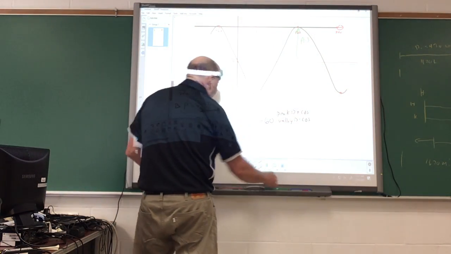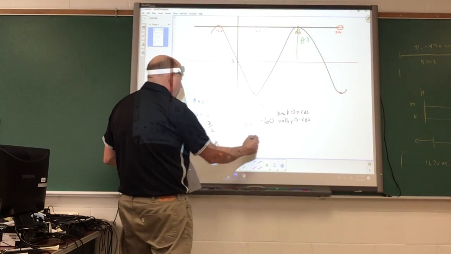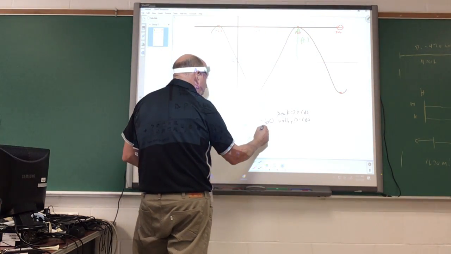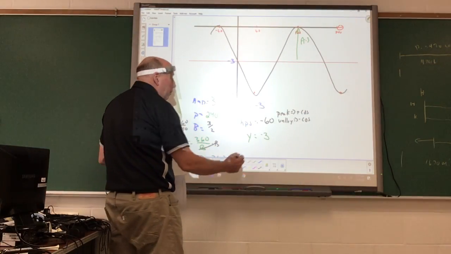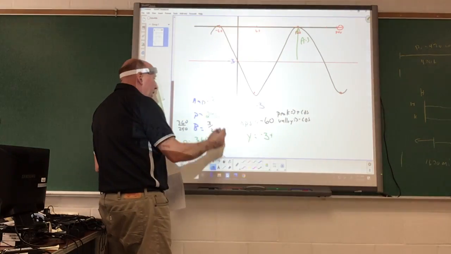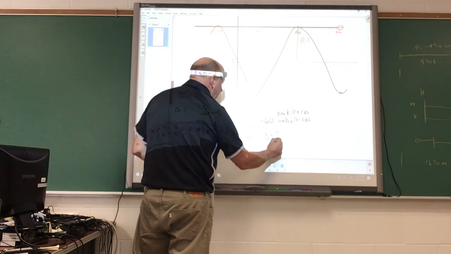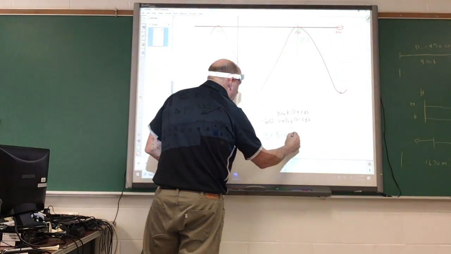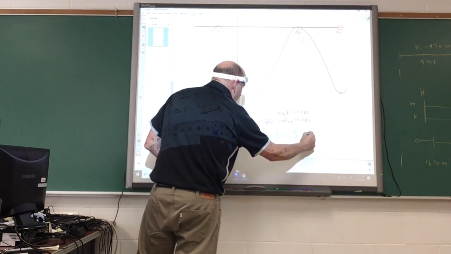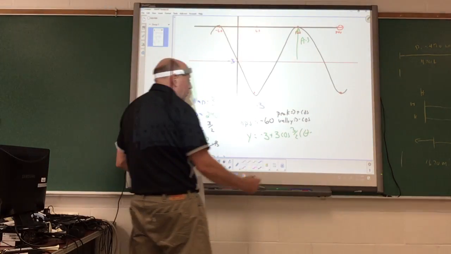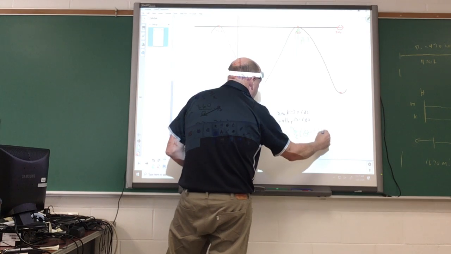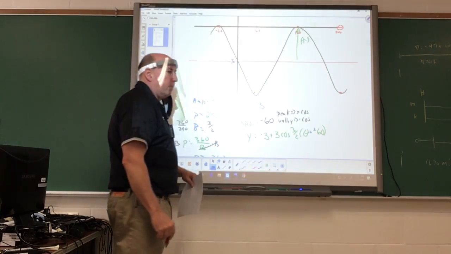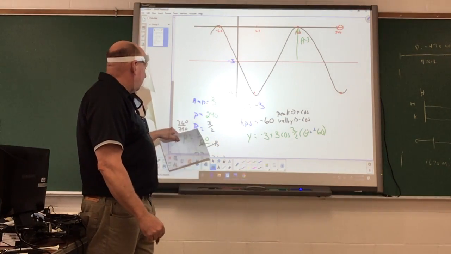So throwing in our information, we have y equals our vertical phase shift, which is -3. Since we're going to a peak, I have a positive cosine. I have my amplitude of 3, cosine, my B value, which is 3/2, theta minus our horizontal phase shift, which is theta minus a -60. And this changes to +60. So we have theta plus 60.